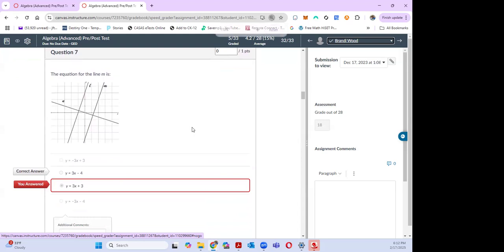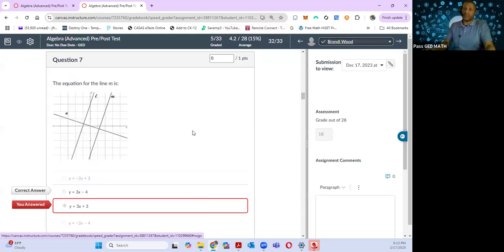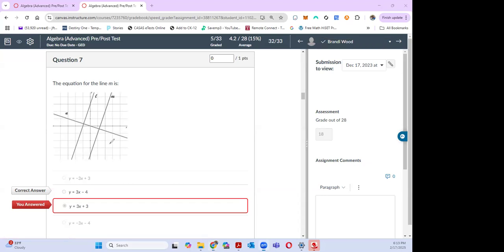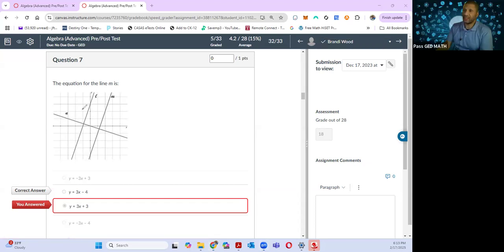Okay, so this one right here actually came from an example of an assessment test to get into community college, right? It says the equation for the line M is what? So first of all, you have to identify what line is M. So here, this is N, this is L, this is M. So the line M is right there.